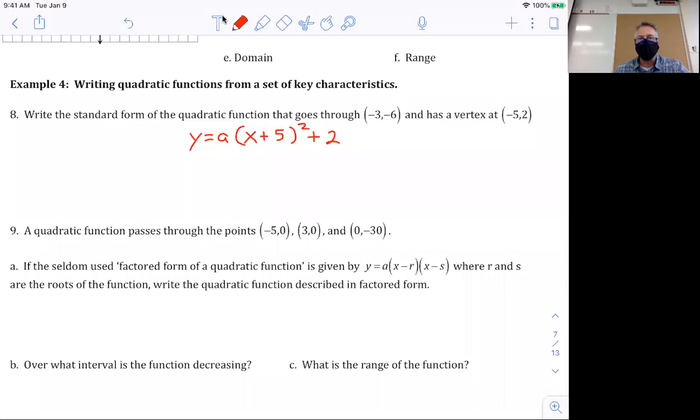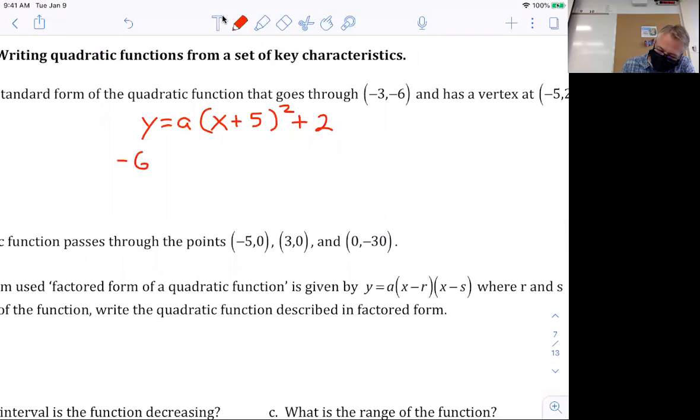But I have to figure out what a is going to be. That's where this other point comes in. Because I have three variables here, y, a, and x. So if I can plug in that negative 3 for x and that negative 6 for y, it means my only variable left is a, and I'd have my equation. So let's do that.